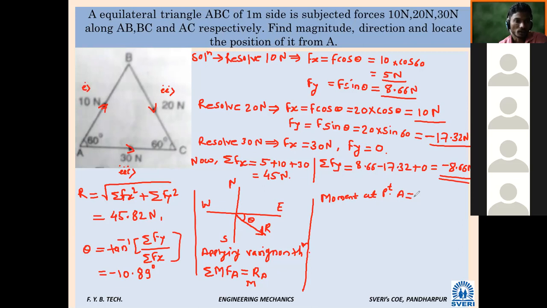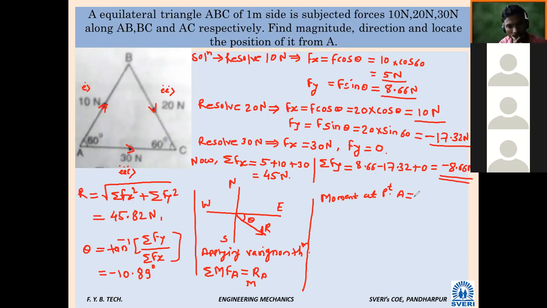On the other hand, force 30 Newton. What will be the moment due to the 30 Newton force, which is horizontal, at point A? How much will it be? Zero. Why? Passing through the point. Both are 0.